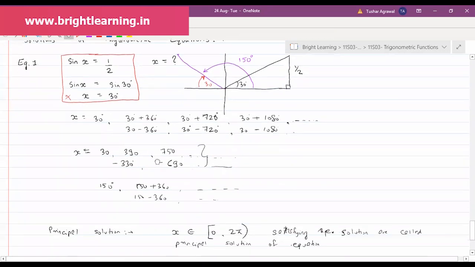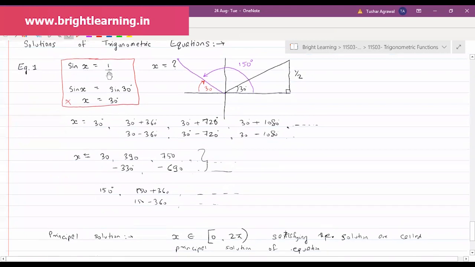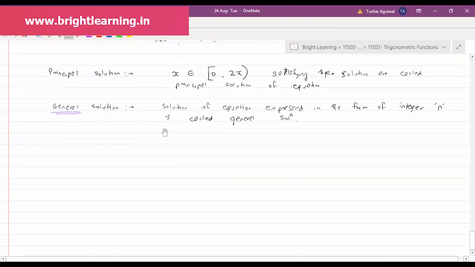So we will say here sin x equals half. If I tell you, for this example in the principal solution, sin x is equal to half. Principal solution.